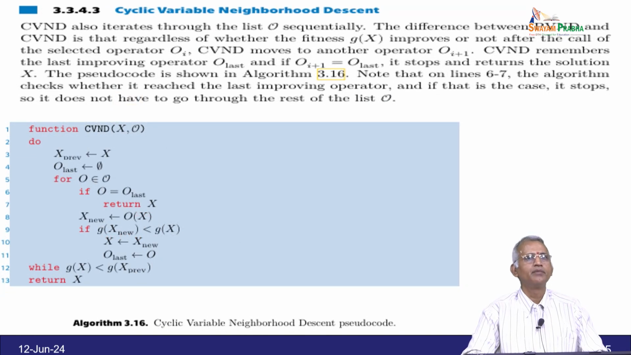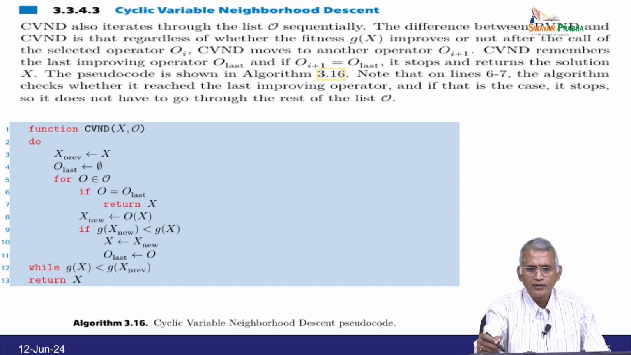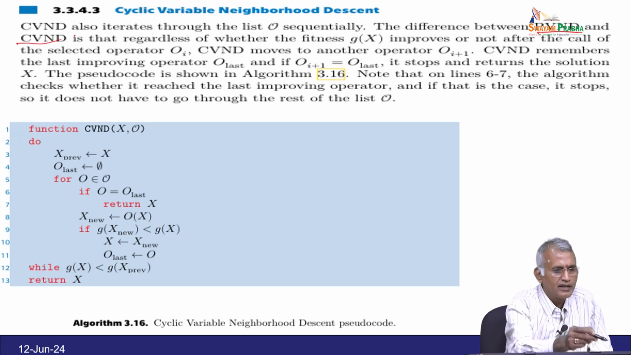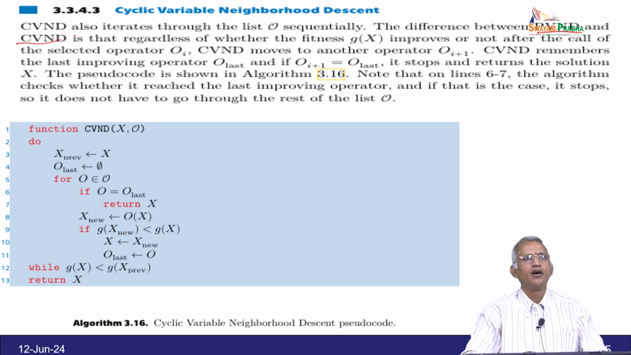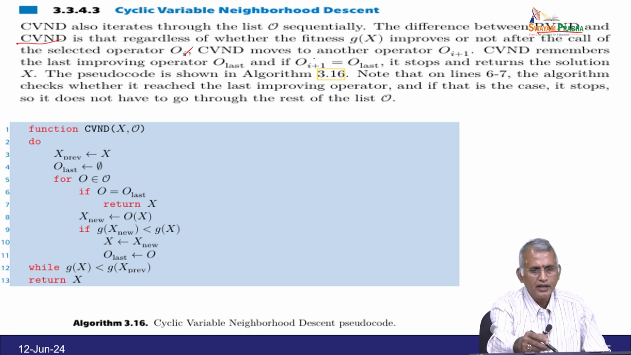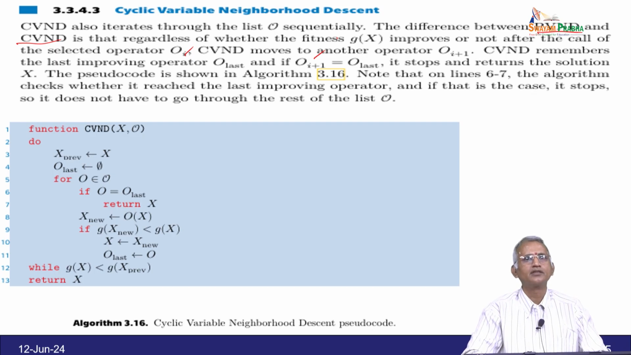Next, cycle variable neighborhood descent, CVND, also iterates through the list O sequentially. The difference between PVND and CVND is that regardless of whether the fitness g of x improves or not after the call of the selected operator O_i, the CVND moves to another operator O_{i+1}. The CVND remembers the last improving operator O_last, and if O_{i+1} is equal to O_last, it stops and returns the solution x.